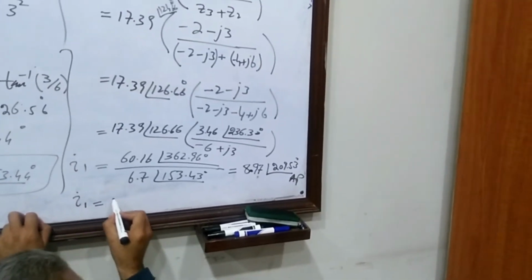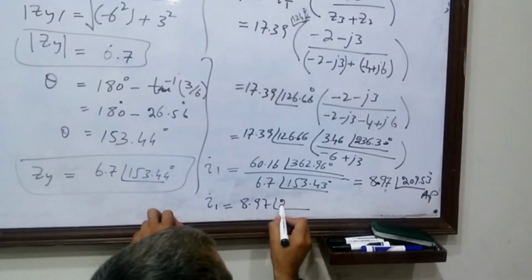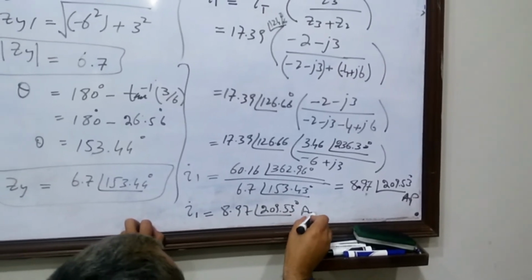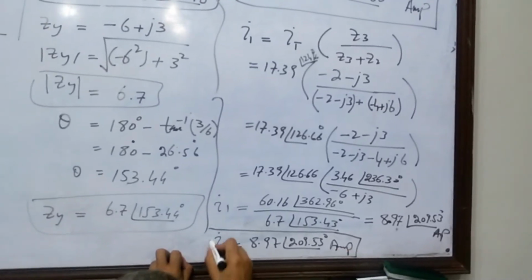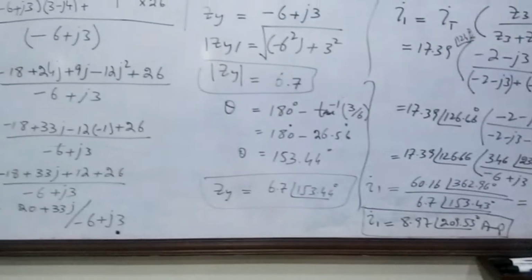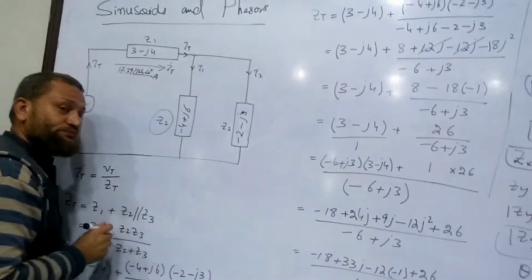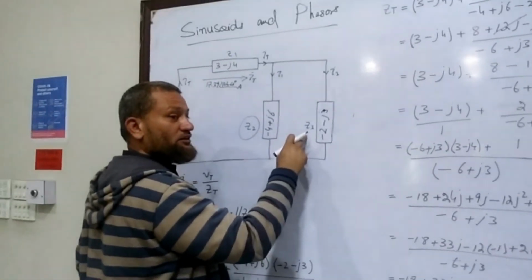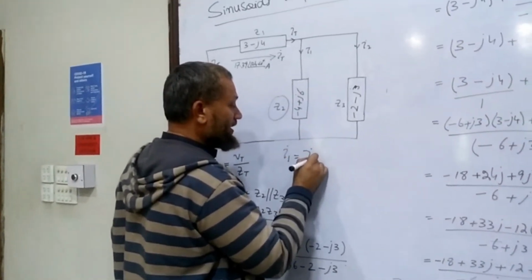I1 is equal to 8.97 at angle 209.53 ampere. Look at here: I1 is the current flowing through Z2, in parallel with Z3. Arrange the formula: I1 is equal to I total.